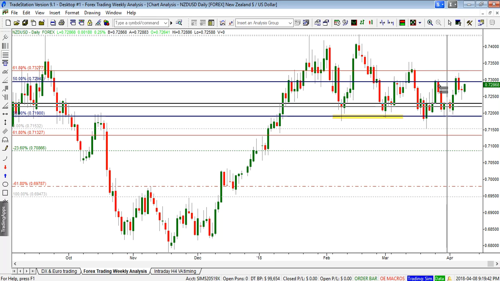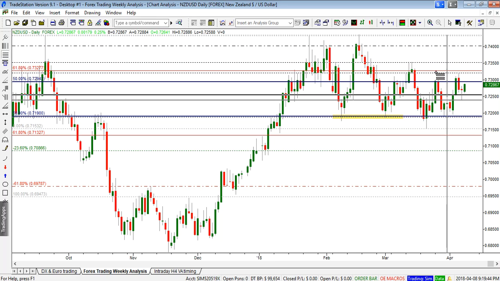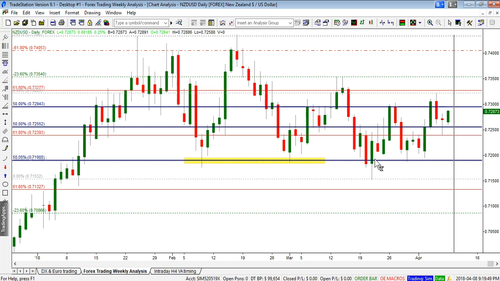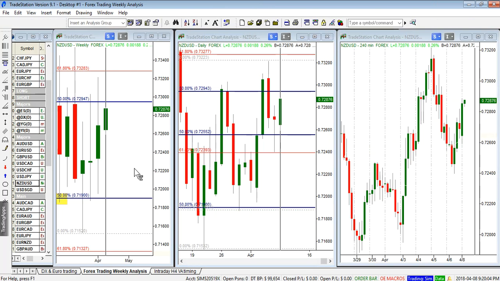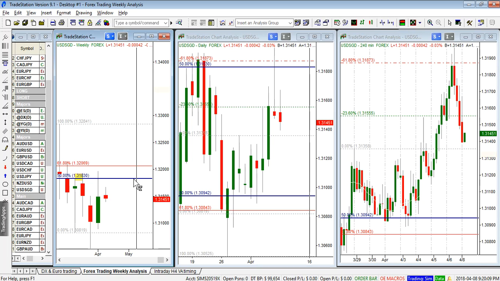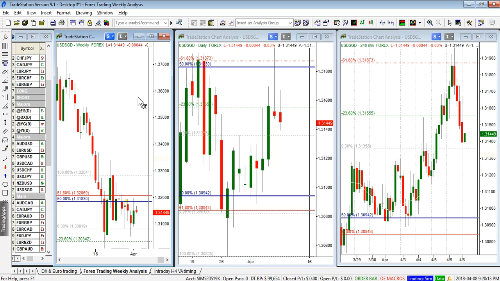Now, when we look at this market, we can also see that the 50% long has held within that area, and usually in a sideways market, 50% do not hold. The fact that this 50% has held might be important, and the first target is well above that 61.8% level, 73.27.